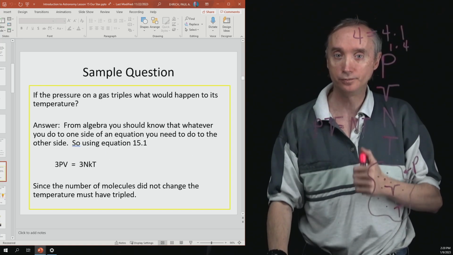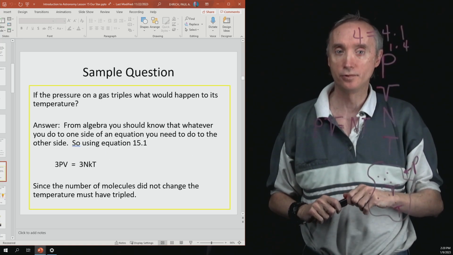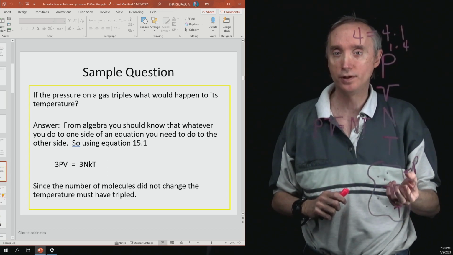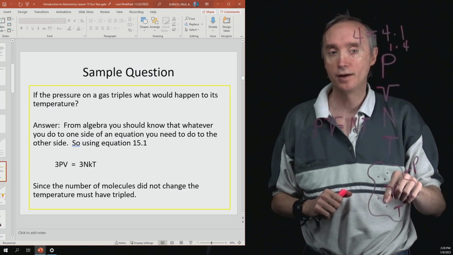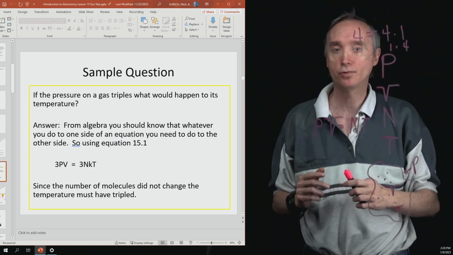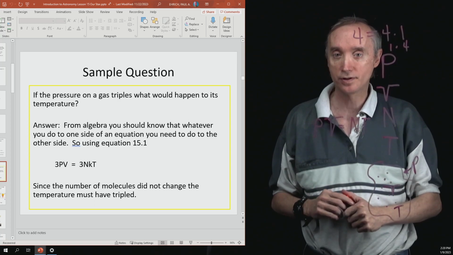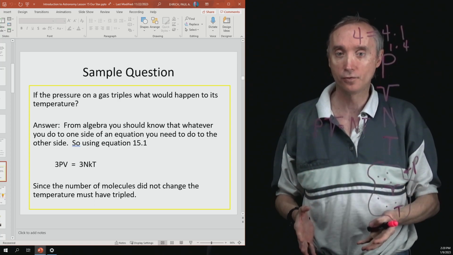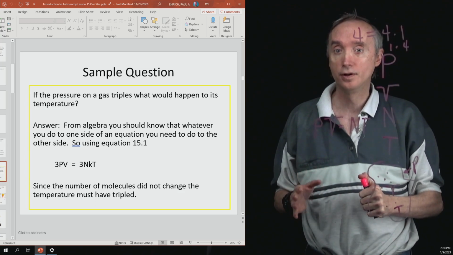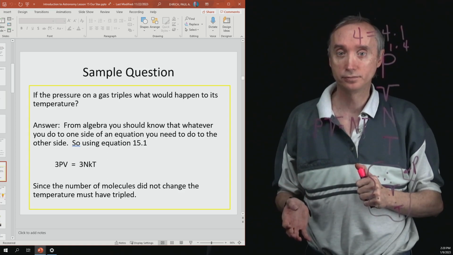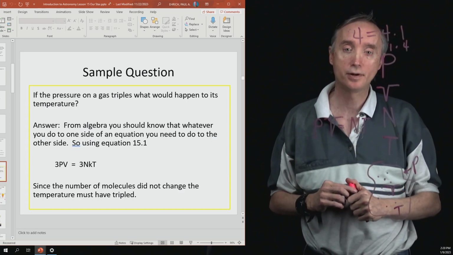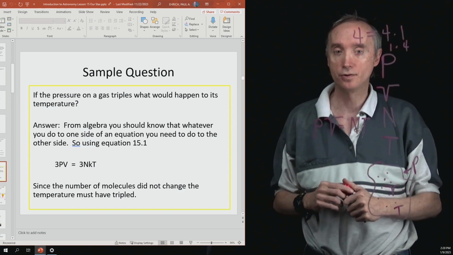Here's another example. If the pressure on a gas triples, what happens to its temperature? In the previous problem, we changed the temperature and asked what would happen to the pressure. This time we're reversing it. So we take our working formula, PV equals NKT, and we triple the pressure. So we multiply one side of the equation by 3, which means we multiply the other side by 3. So that means that the temperature is going to triple.